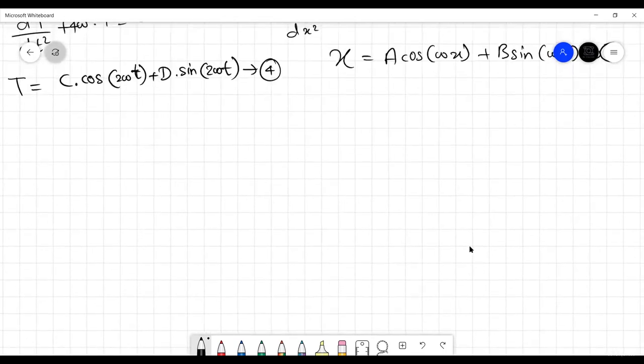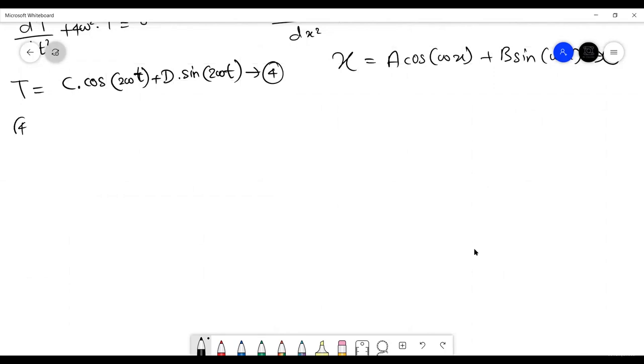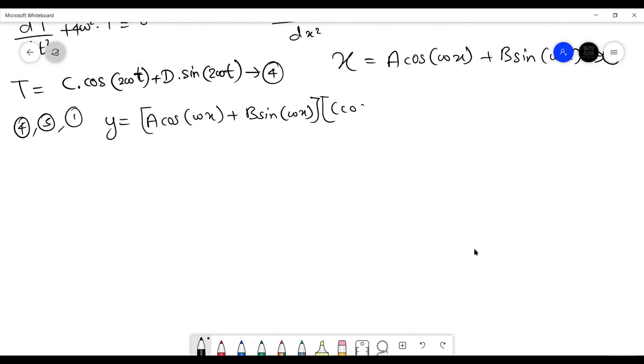So from 4, 5 and 1, we get y = (A cos ωx + B sin ωx)(C cos 2ωt + D sin 2ωt), right? So we know the boundary condition, that is y(0, t) = 0.